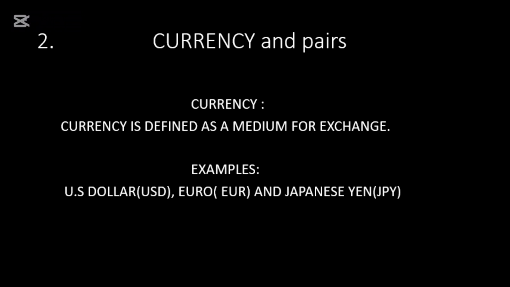So we have currency and pairs. Currency is defined as a medium for exchange. In Forex trading, what we exchange is currency. Just as when you go to market, what you exchange for goods or services rendered is money, here you exchange different currencies. So our medium for exchange is currency. For example, we have the US dollar, the euro, and the Japanese yen, among other currencies in the world.